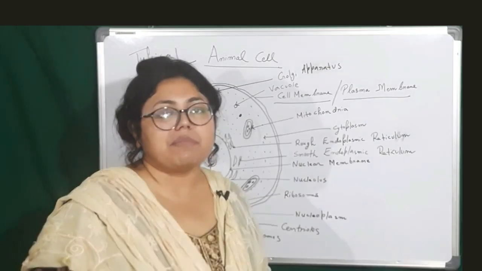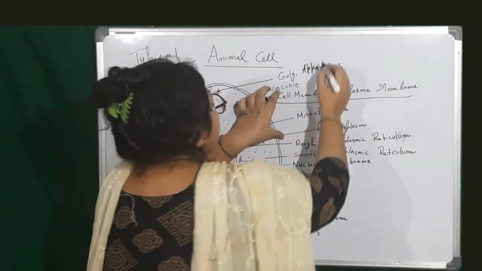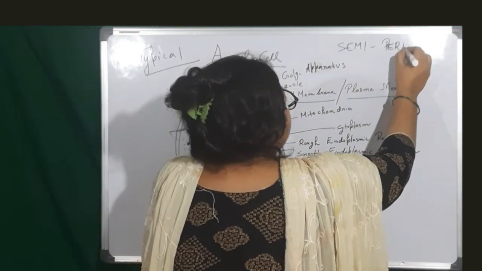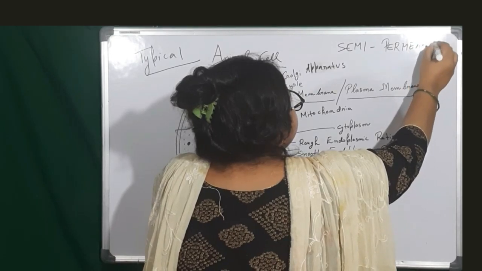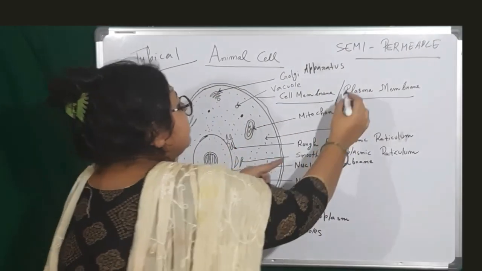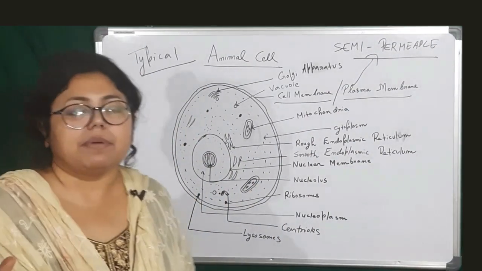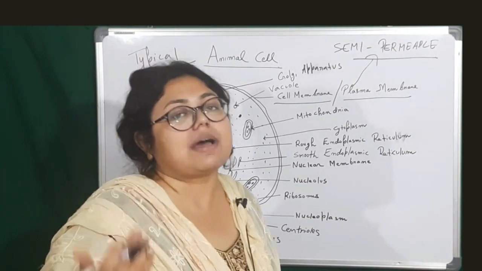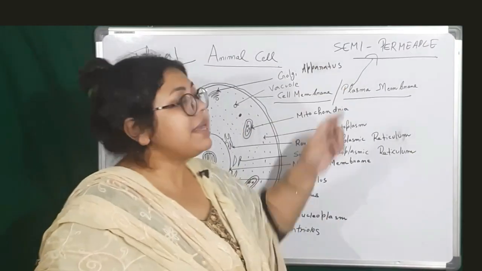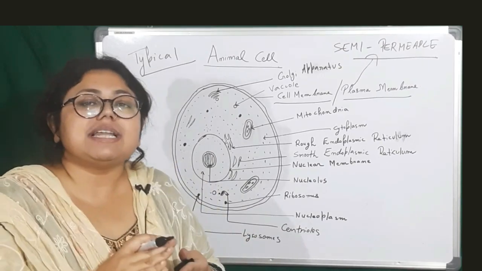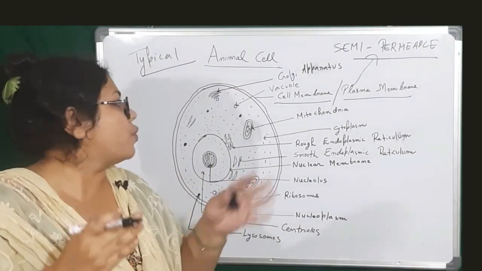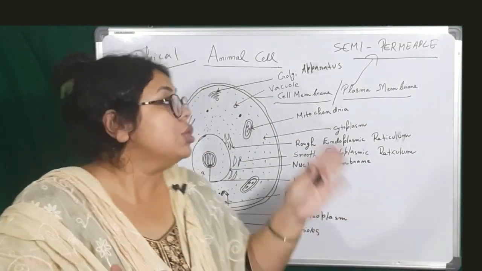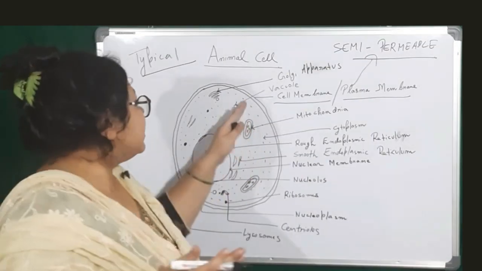Why is it semi-permeable? The word itself: permission means what? Giving allowance to someone, right? So semi means not fully. It is partially allowing certain substances to go inside the cell, and it is restricting certain toxic substances from going inside the cell. So this is the boundary.